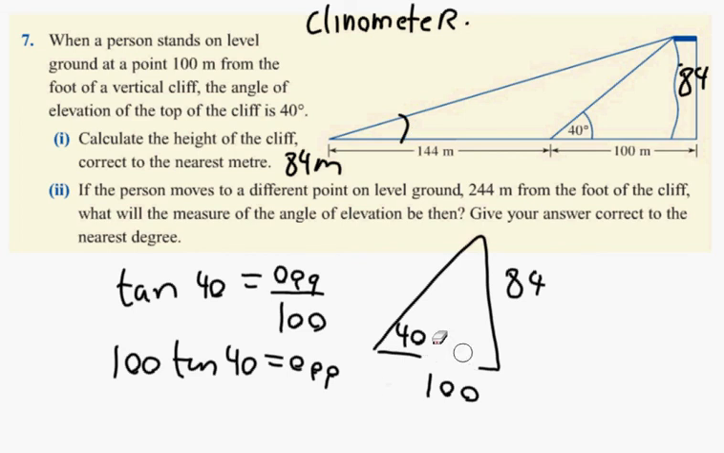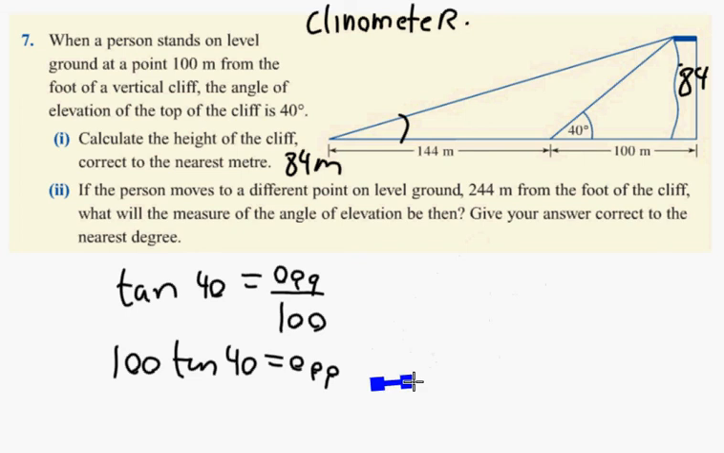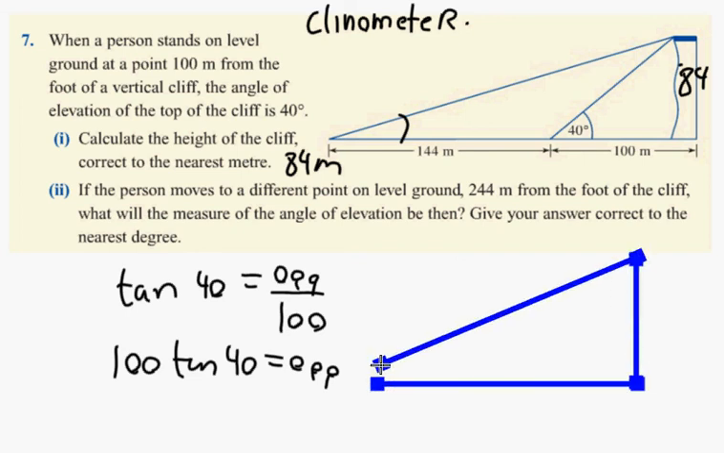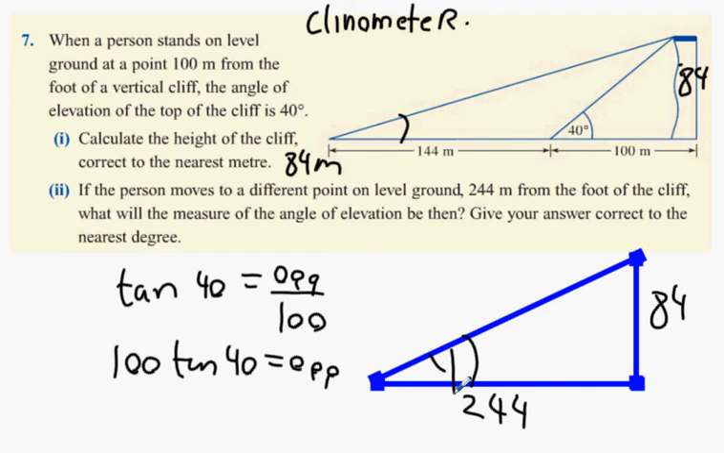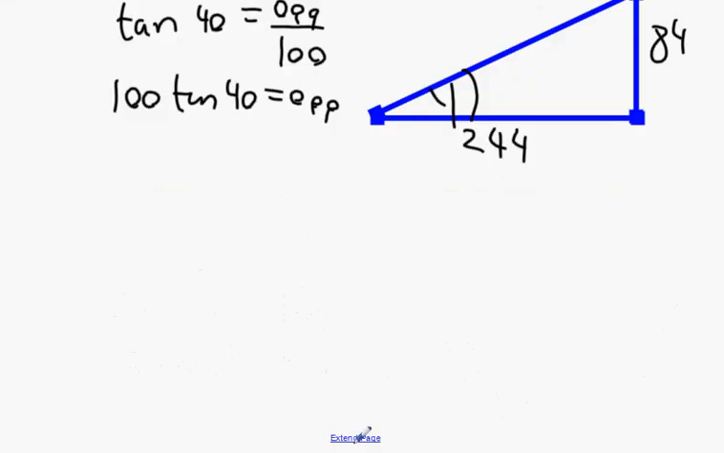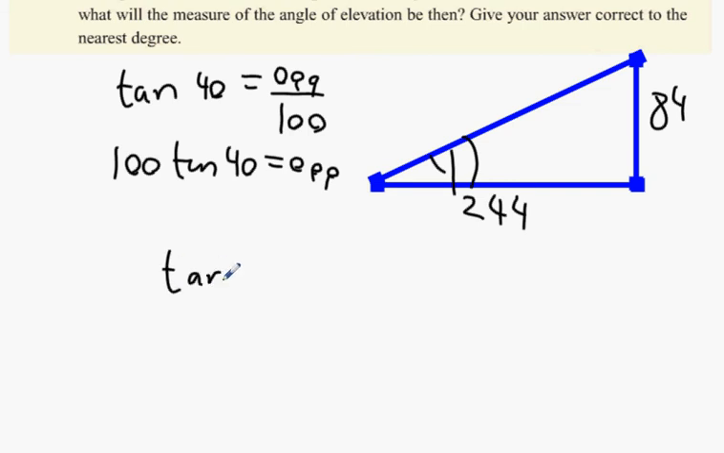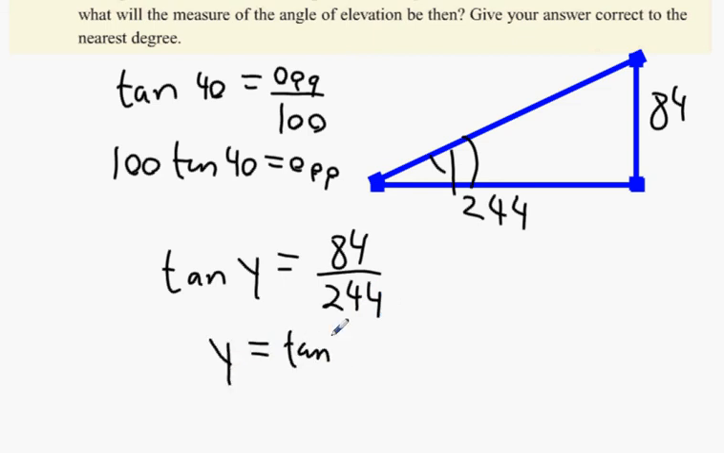Okay, so if I redesign this triangle, there's very little elevation. There's always a slight elevation, but nothing much. 244 on the bottom, and then it's 84, and we're looking for angle Y, we'll call it. So anybody want to tell me how to get angle Y? Tan Y equals 84 over 244, and then what you get when you tan inverse it? Tan inverse 84 over 244? 19 degrees. Okay.